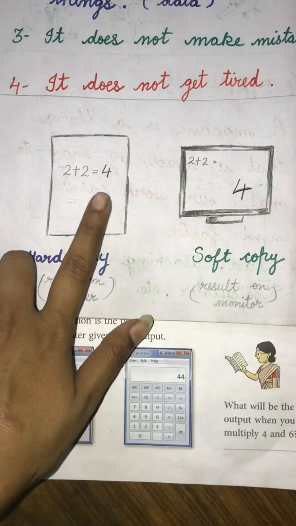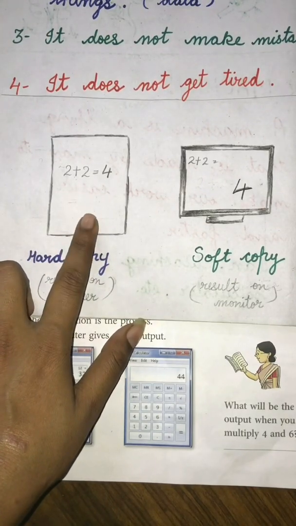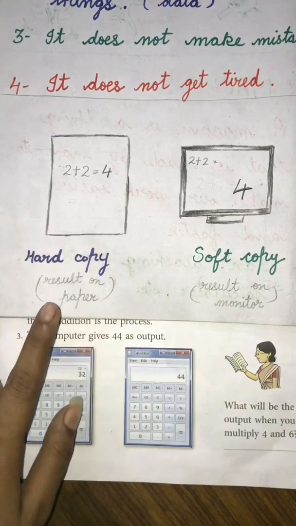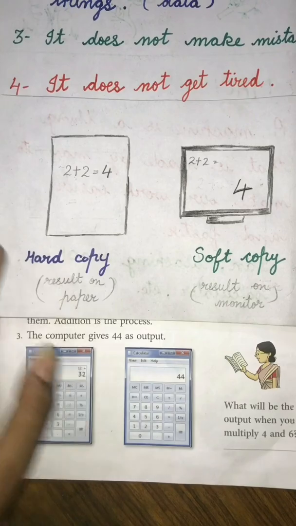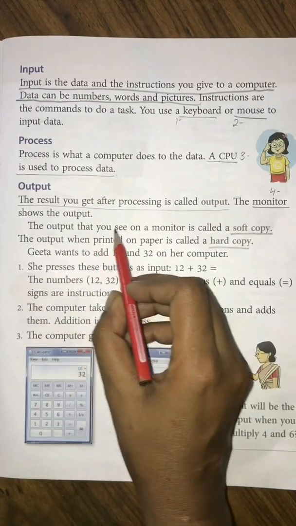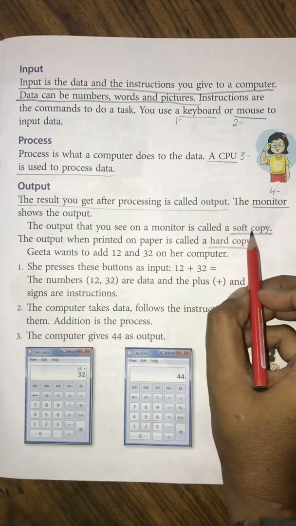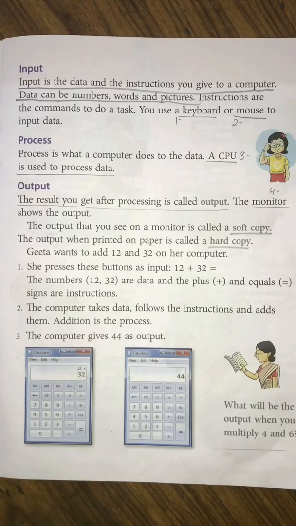But when you take the printout of that result on a paper, that is the hard copy. That is the hard copy, children. This also you have to study. The output that you see on the monitor is called a soft copy. The output when printed on paper is called a hard copy.